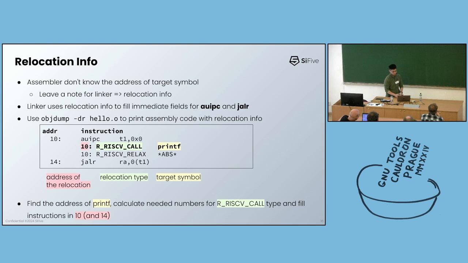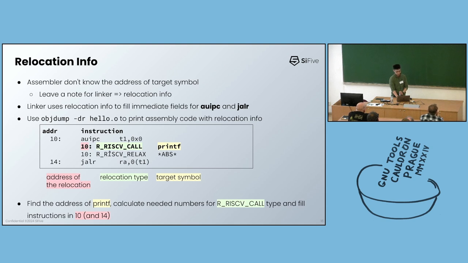Okay, so when we need to do relocation, the assembler doesn't know the address of the target symbol. So it leaves a note for the linker. This note is what we call relocation info. And the linker uses this relocation info to fill the immediate fields of AUIPC and JALR. You can actually use objdump -dr with the object file to print assembly code with relocation info. Here is a simple example.